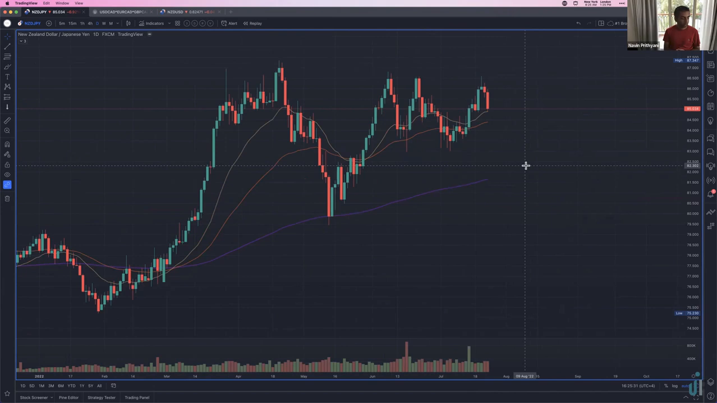Let's take a look at another pair together. Try to understand. We're looking at how the read is first, and then we can go into, okay, now that we've identified levels, how do we trade off that level? So what's a good pair? Any pair? Let's have a look.